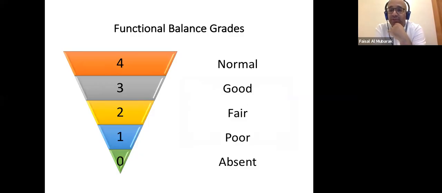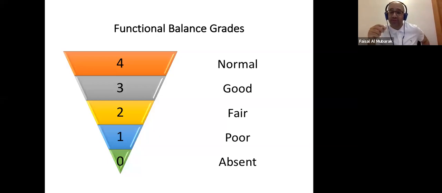Some grades here are important to use when you are testing or seeing the patient. So there are 5 levels, right? And they are very simple to memorize, from 0 to 4. Okay, so let's start from the bottom. Or, let's start from the top.